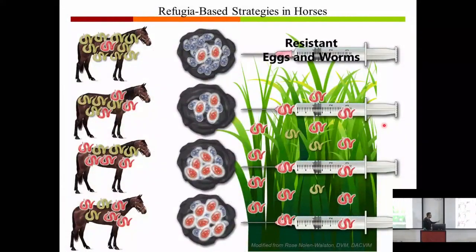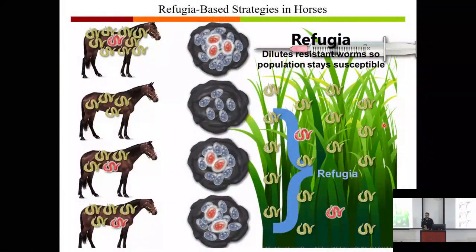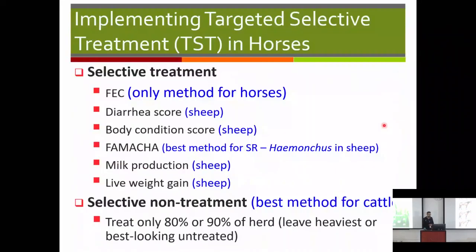Oh, sorry. So again, exactly the same refugia strategy in the case of horses, the one we discussed in cattle. How can you implement the targeted selective treatment strategy in horses? We talked about the selective treatment and selective non-treatment plan. Selective non-treatment plan is best for cattle. On the other hand, for the selective treatment plan, only fecal egg count is the best method for the targeted selective treatment in horses. Other than that, the rest of these plans are only for the small ruminants.